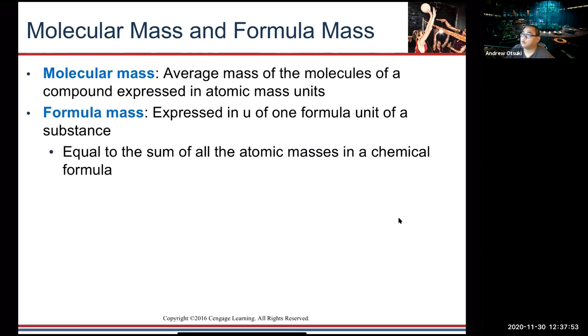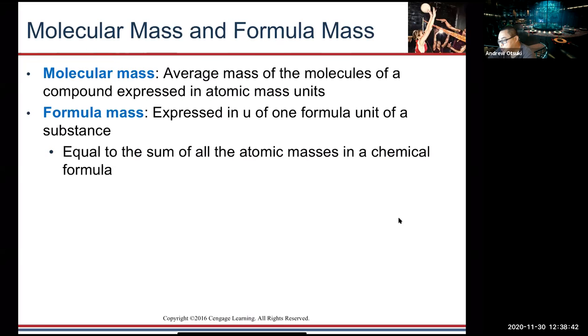So we need to talk about molecular mass and formula mass. Molecular mass is the average mass of the molecules of a compound, usually represented in atomic mass units. And a formula mass is also expressed in atomic mass units, of one formula unit of a compound. Formula unit refers to ionic compounds. Molecular mass refers to binary molecular compounds or molecular compounds in general. For example, carbon dioxide will be an example of molecular mass.